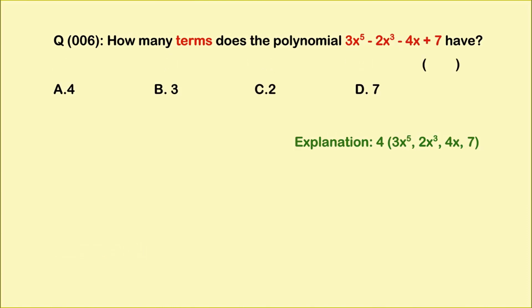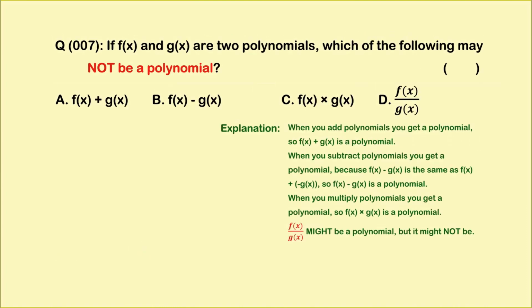Question number 6. How many terms does the polynomial 3x to the power of 5 minus 2x to the power of 3 minus 4x plus 7 have? As you know, it has 4 terms: 3x to the power of 5, 2x to the power of 3, 4x, and 7. So the right answer is A. Question number 7. If f of x and g of x are two polynomials, which of the following may not be a polynomial? When you add polynomials, you get a polynomial.